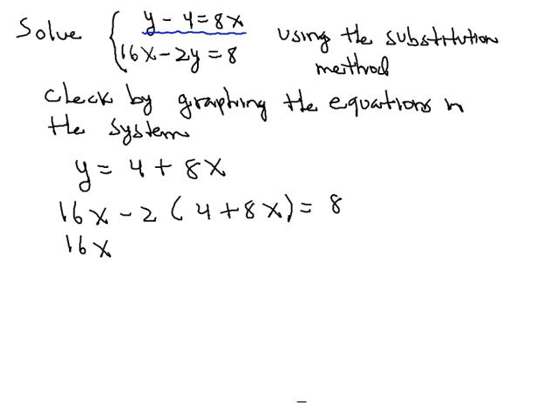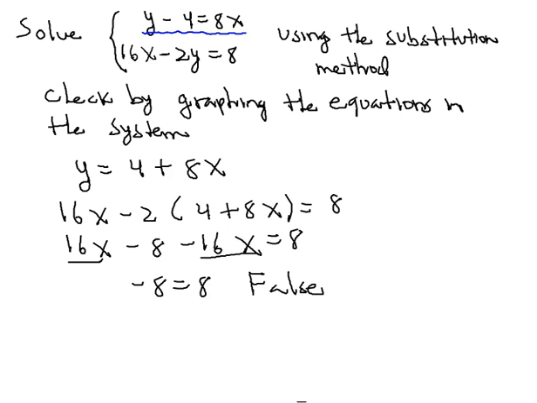So we end up then with 16x minus 8 minus 16x is equal to 8. And you can see that the x terms will cancel, so we're left then with negative 8 is equal to 8. So the variable terms have dropped out completely and we're left with a false statement, which is a contradiction.